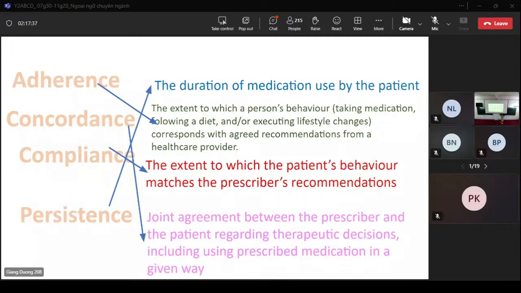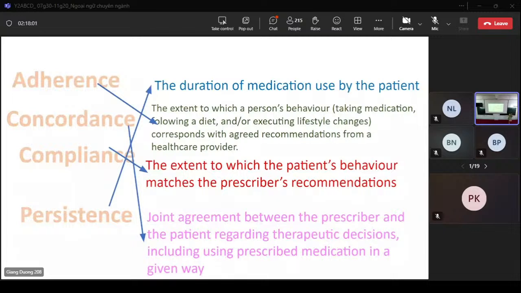Compliance means the patient matches. No, compliance means you're obedient. When the doctor gives you some medication, you just obey the doctor's prescription. You follow it strictly without asking questions. That's it, compliant. Tuân thủ.